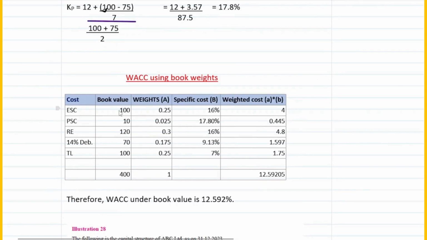So how do I calculate the weights? The weights are calculated as individual divided by total. So 100 divided by 400 will be 25%. 10 divided by 400 will be 0.025. 120 divided by 400. Likewise, I've calculated the individual weights, and then we've already calculated the specific cost.